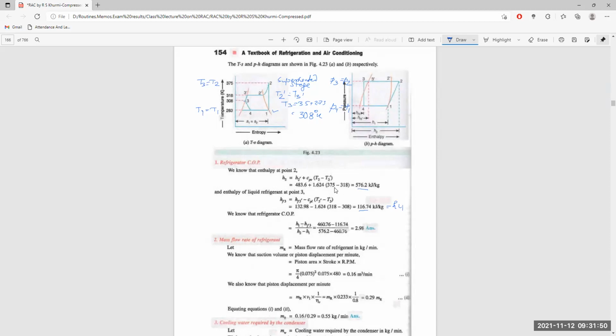Now we know the heat content at 4, at 1 and at 2. So the COP of this system will be H1 minus H4, or HF3, the refrigerating effect produced, divided by the heat added during the compression process, H2 minus H1. We put in all the calculated and given values, and we get the COP as 2.98.